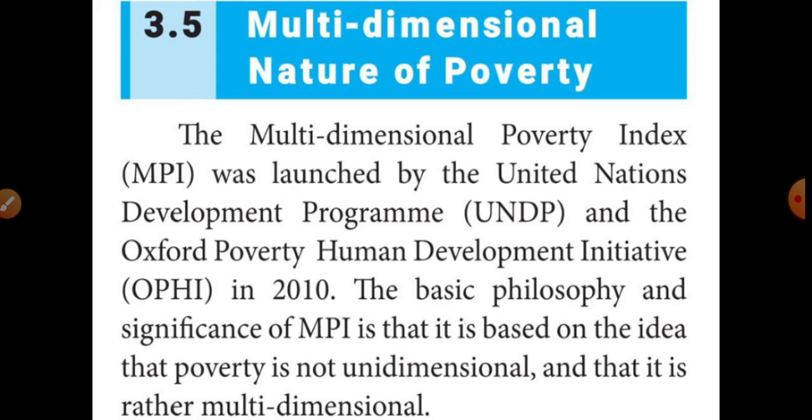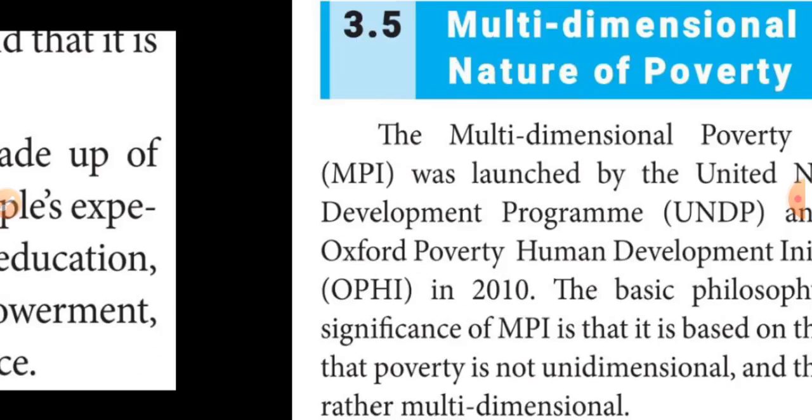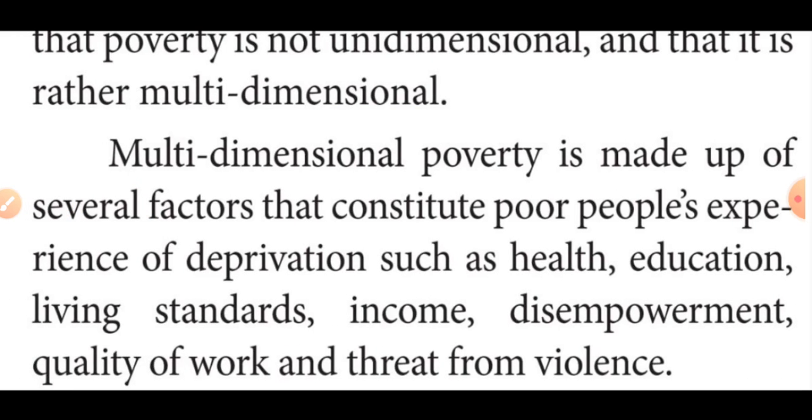Then the multidimensional poverty is made up of some factors. Do you remember, students, what the factors are? Very good. Health, education, living standards, income, development, quality of work and threat from violence. Threat means danger, violence means to injure.